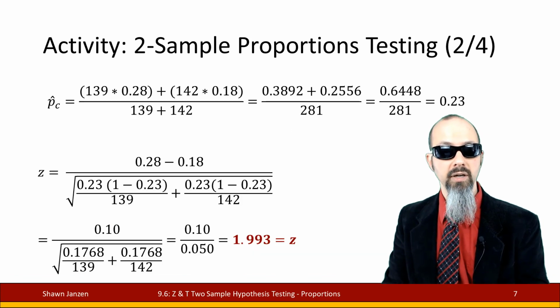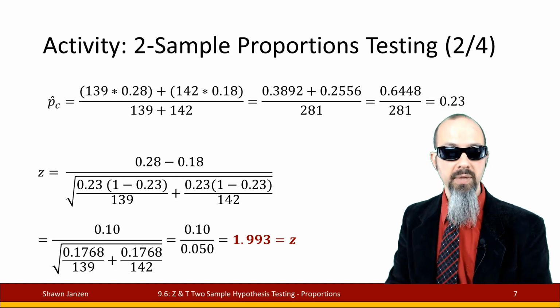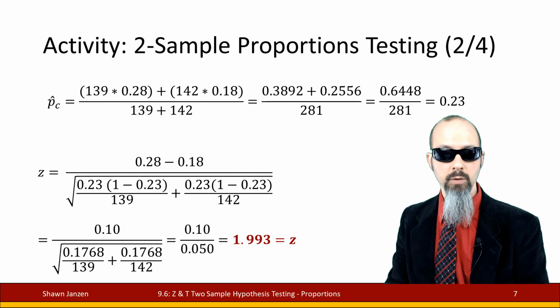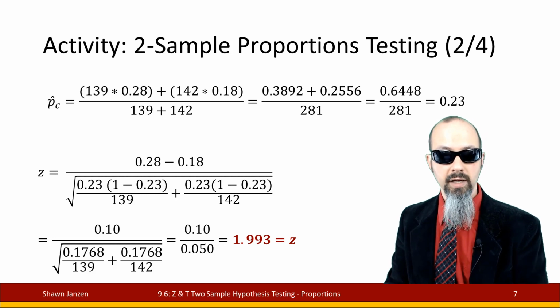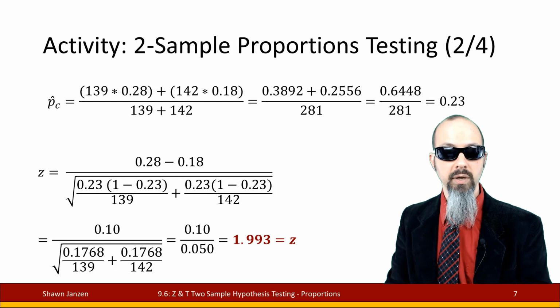Let's plug this into the two sample proportions testing, and I'm going to start off by generating p hat sub c. For p hat sub c, I use both the frequencies and the proportions up in the numerator there for group 1 and group 2, and then in the denominator I'm summing together the two group sizes, the two frequencies. And when I work the math across, I come up with a p hat sub c of 0.23.